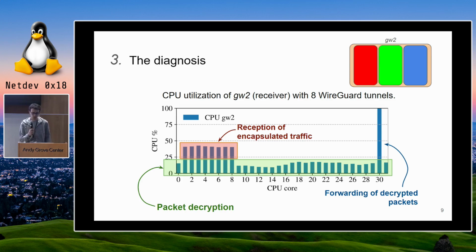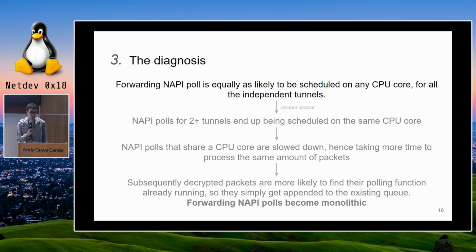And we call this phenomenon the NAPI black hole condition. And it would happen basically every time as long as there was enough traffic on all of the flows. And the reason why this happens is as follows. So the initial condition is such that all of the CPU cores are equally as likely to be selected to run this second software queue, the forwarding software queue.